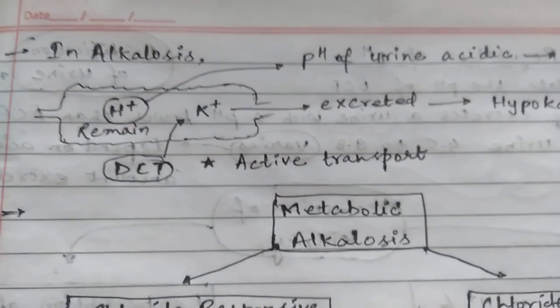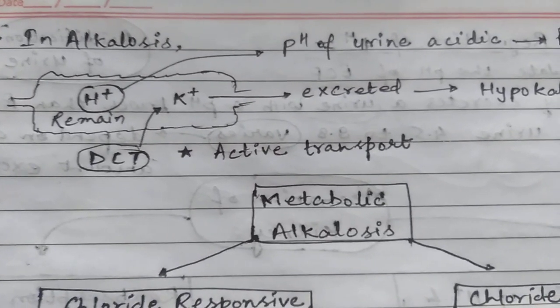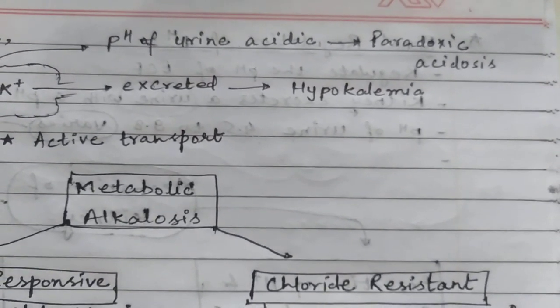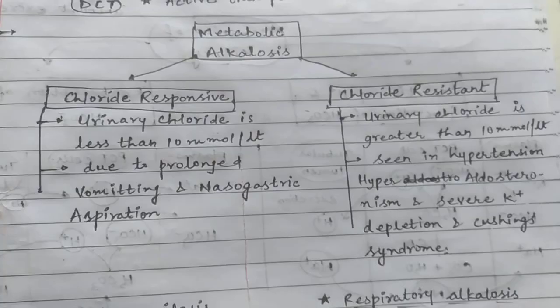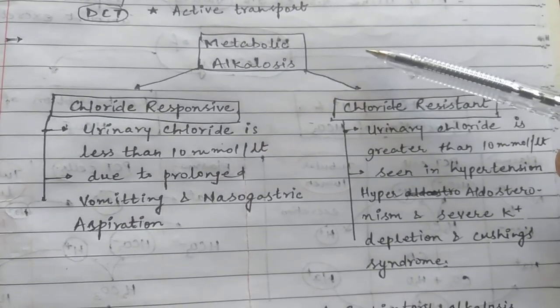But in the condition of alkalosis, why? So in the condition of alkalosis, the pH of urine is not getting changed, so because of that it is known as paradoxic acidosis. Yes student, then we will discuss the metabolic alkalosis.